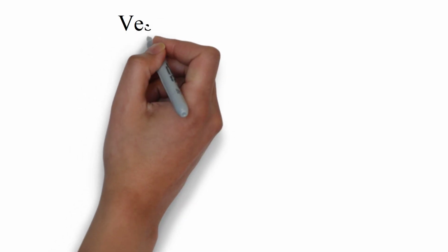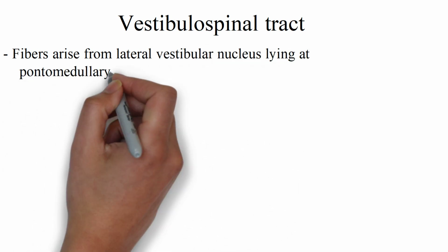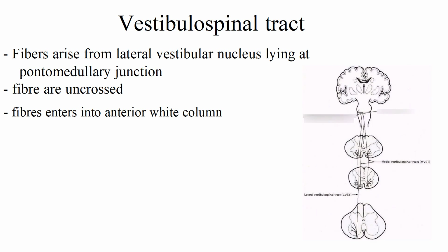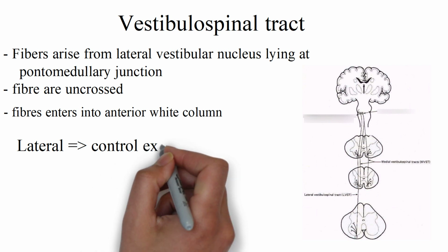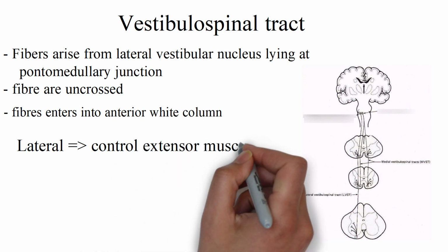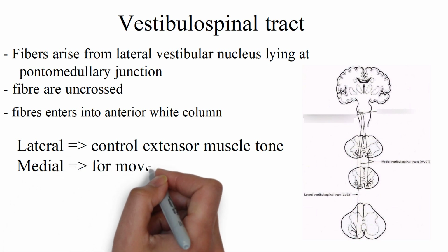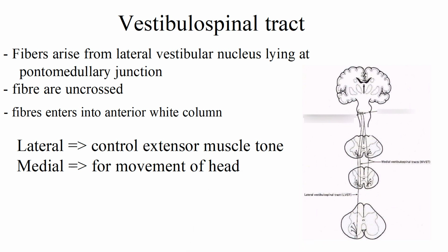Then we have the vestibulospinal tract. The fibers of this tract arise from the lateral vestibular nucleus, which lies at the pontomedullary junction. The fibers are uncrossed. The fibers enter into the anterior white column. The insertion of these fibers into the anterior horn is by two pathways. First, it enters laterally into the anterior horn, and this lateral entering of the tract controls the extensor muscle tone, while when it enters into the anterior horn medially, it controls the movement of the head.